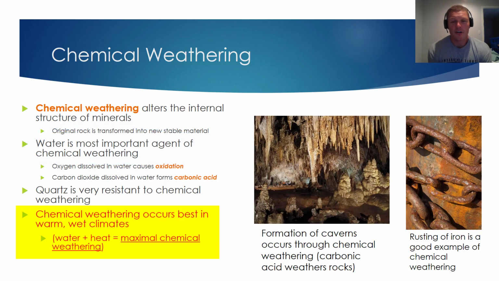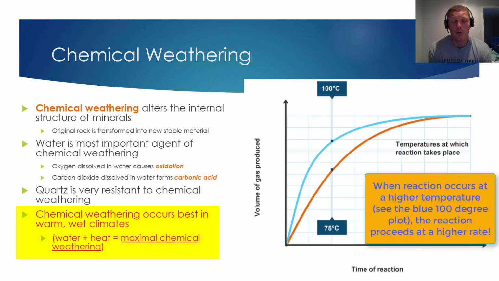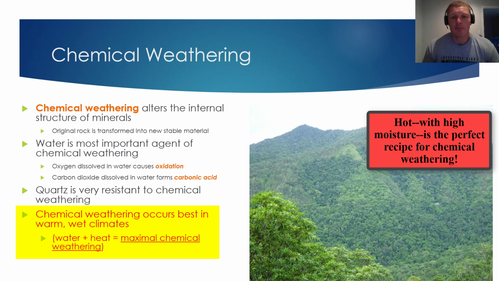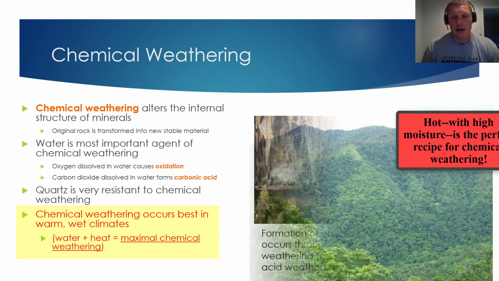But another important consideration in chemistry, from a conceptual standpoint, is that reaction rate and temperature are proportional. So the warmer it is in a climate, the more vigorous chemical weathering will be. So ideally, if we want chemical weathering to be optimized, we want a warm, wet climate. The worst possible climate for chemical weathering would be a cold, dry climate.